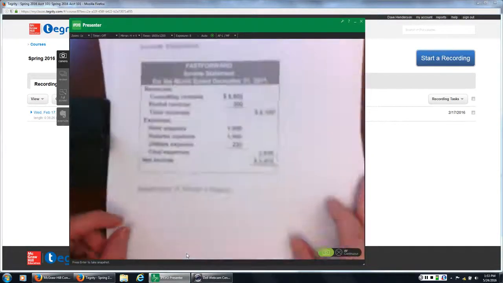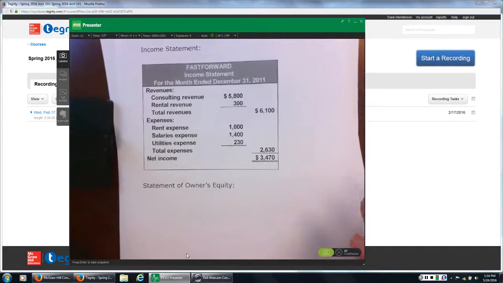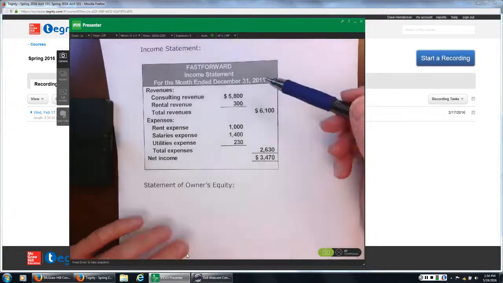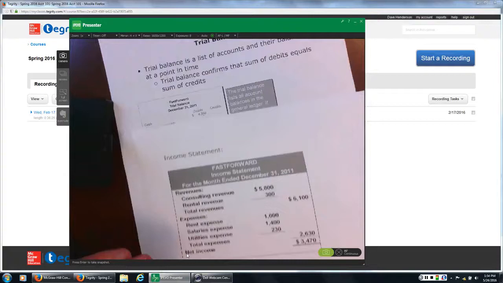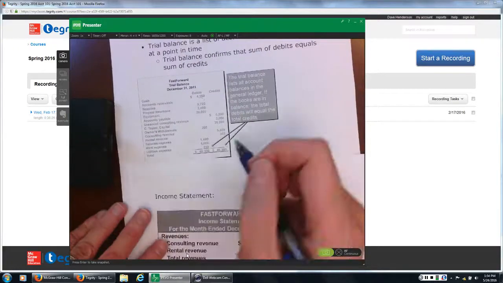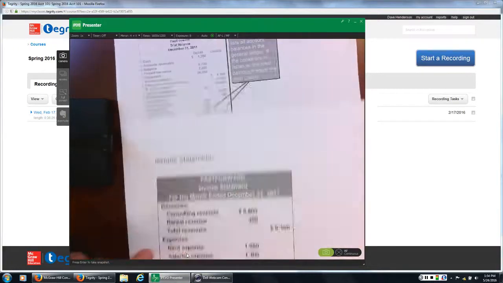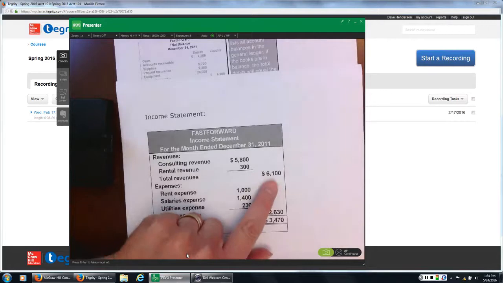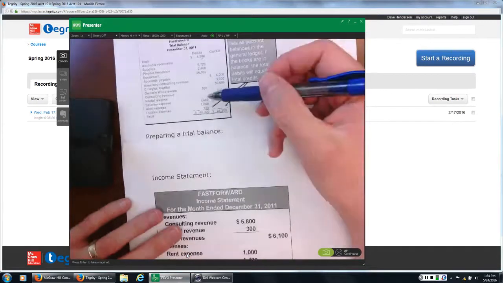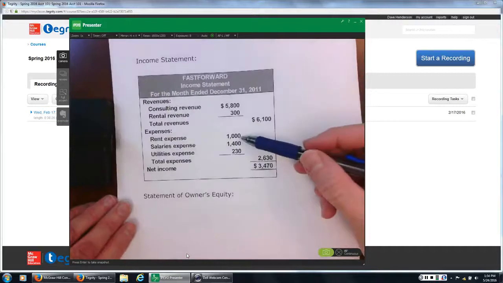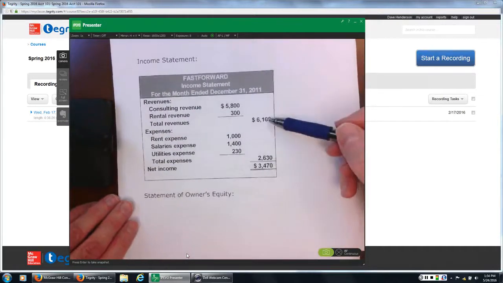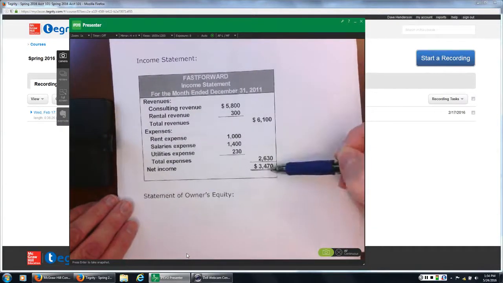So the first financial statement that we're going to do is the income statement. The income statement shows exactly what you think. It shows our revenues and our expenses throughout the accounting period. So we have our consulting revenue, our rental revenue right there. Where do we pull that from? The trial balance. 5,800 and 300. Add it together, gives us 6,100. Come over here, salaries expense, rent, and utilities. Add up all those, total expenses. Revenues minus expenses gives us profit.